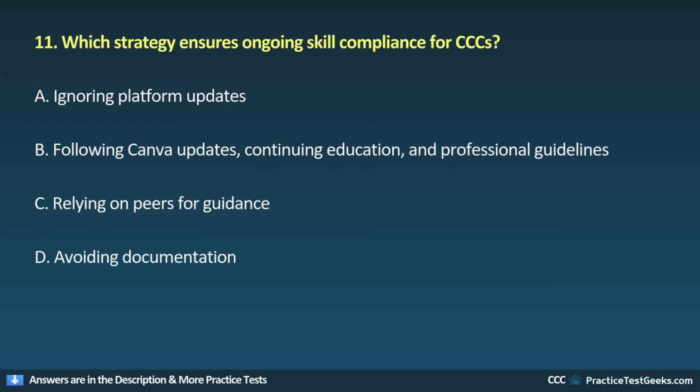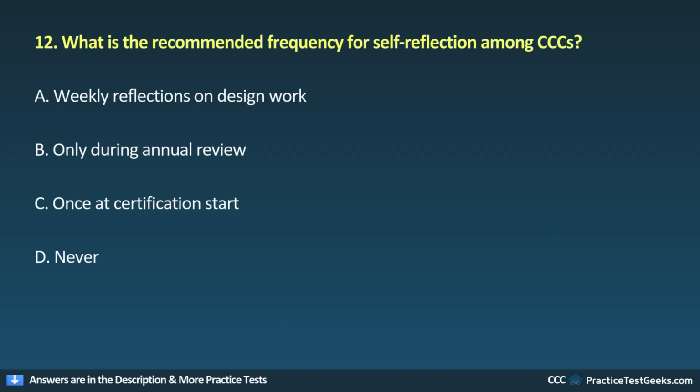11. Which strategy ensures ongoing skill compliance for CCCs? A. Ignoring platform updates. B. Following Canva updates, continuing education, and professional guidelines. C. Relying on peers for guidance. D. Avoiding documentation.